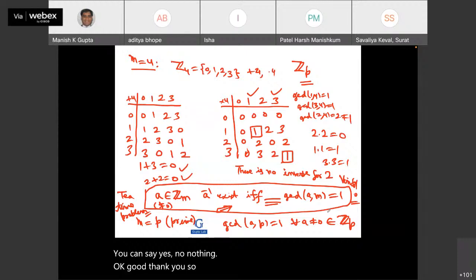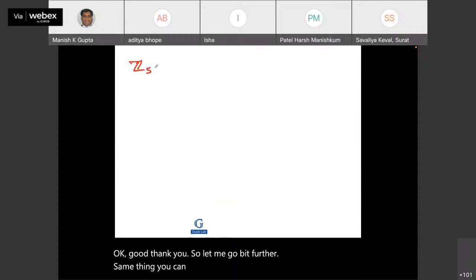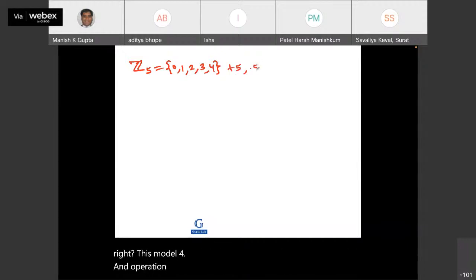So let me go a bit further. Same thing, you can do it for integer modulo 5. We have 0, 1, 2, 3, 4, and the operations are plus and dot. So you can make a table, it's easy. If I ask you what is 2 by 3 here, can anyone tell me? 2 by 3 will be 2 into 3 inverse. So what is the inverse of 3?